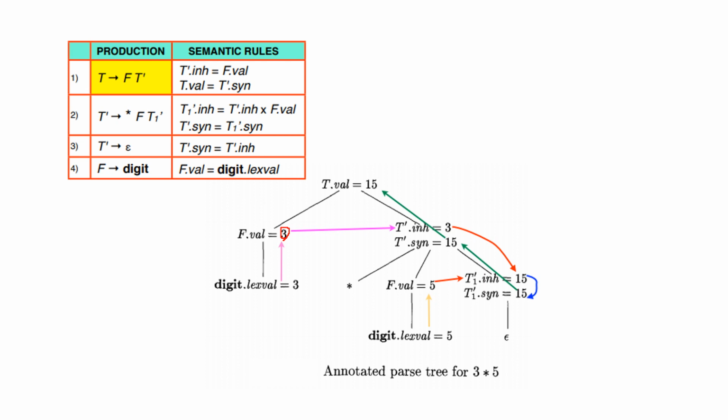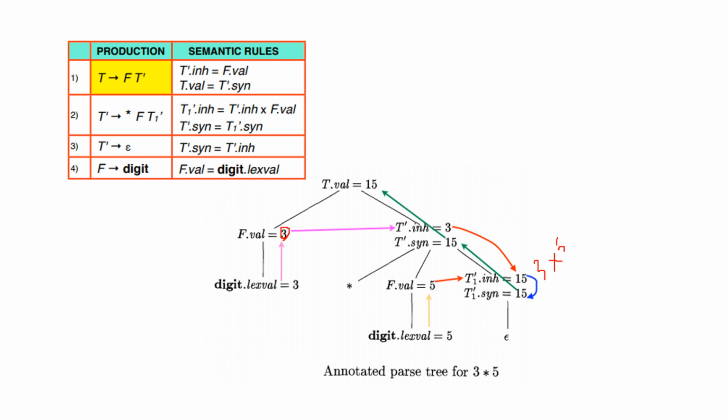So what is f dot val? Directly we have to assign this 5 to the f dot val. Then we should compute this 5 into 3. How we are computing 5 into 3: in the inherited attribute it already has a 3 value, and it is taking another value, that is multiplication by 5, and that 15 should be assigned in the t1 inherit.